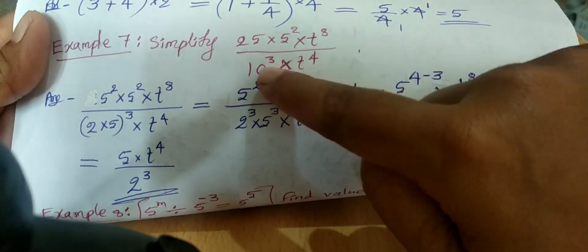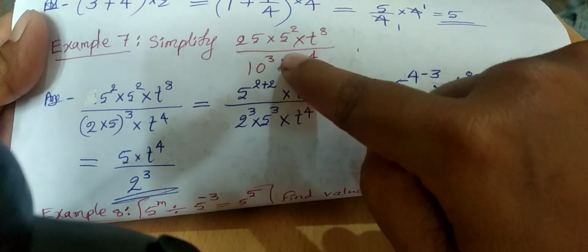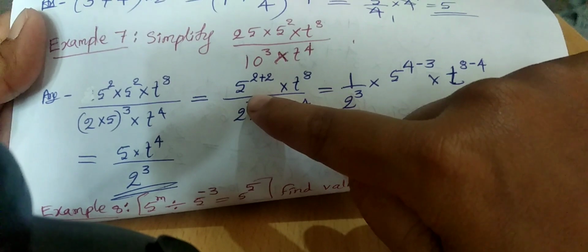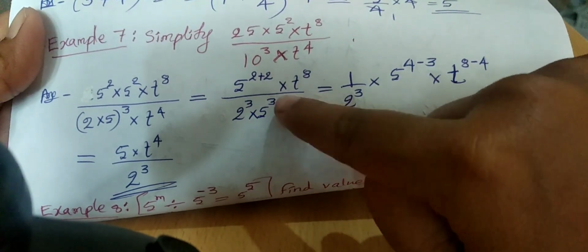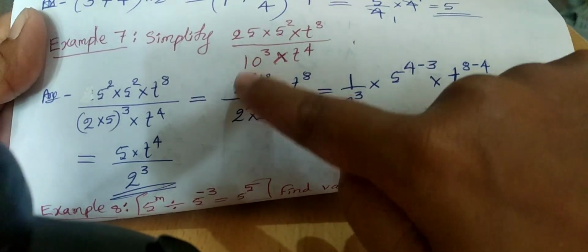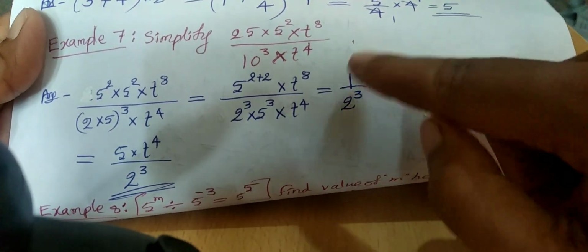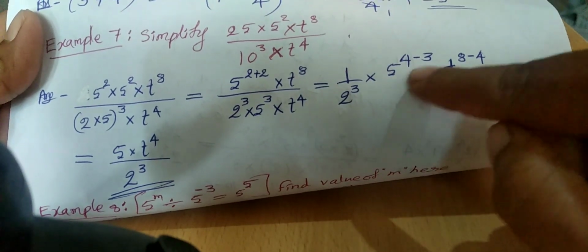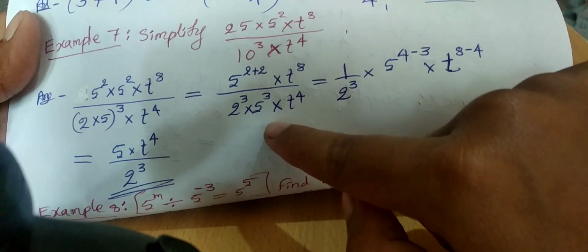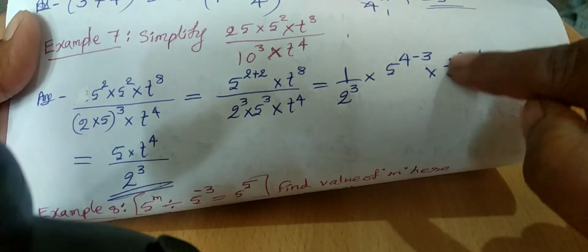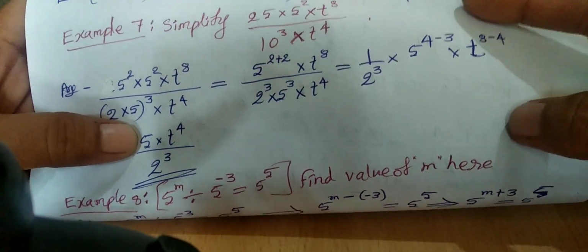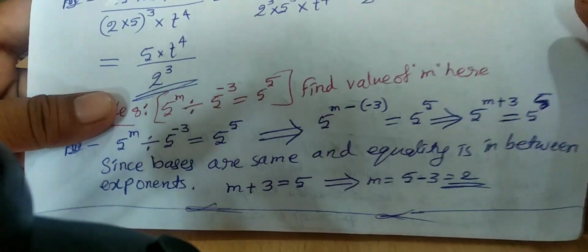Already 5 square is given. 10 cube means 2 into 5 to the power cube. So when it is simplified, 5 to the power 2 plus 2, and 2 cube into 5 cube. So in the simplest form, with 5s together and 2s together, it is 1 by 2 cube into 5 to the power 4 minus 3. a to the power m by a to the power n is like that. So t to the power 8 minus 4. So the answer reduces to 5 into t to the power 4 divided by 2 cube.